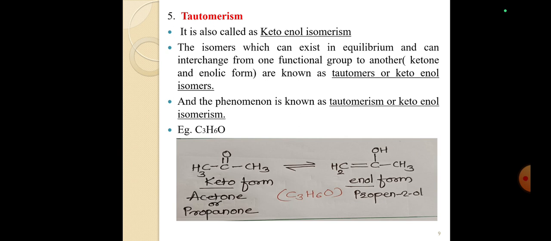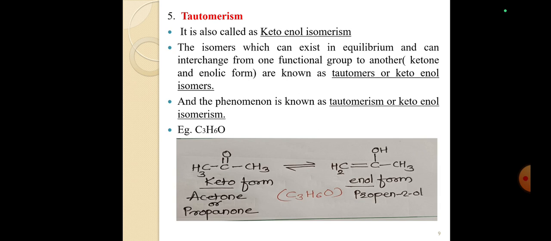Then tautomerism, which is also known as keto-enol isomerism, and here we will have only one structure which can get converted to another functional group form. See, isomers which can exist in equilibrium and can interchange from one functional group to another. Those functional groups are the ketone and enolic form. Because of that it is known as keto-enol forms, and these two structures are known as tautomers, and the phenomenon is known as tautomerism or keto-enol isomerism.